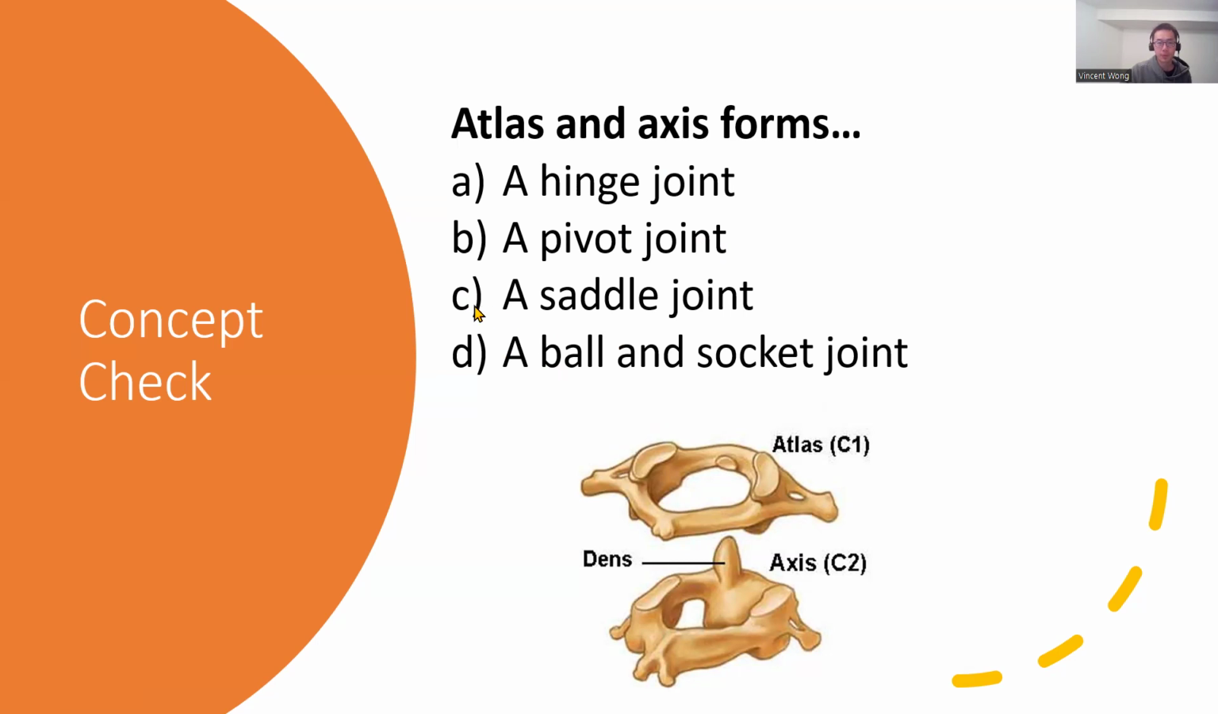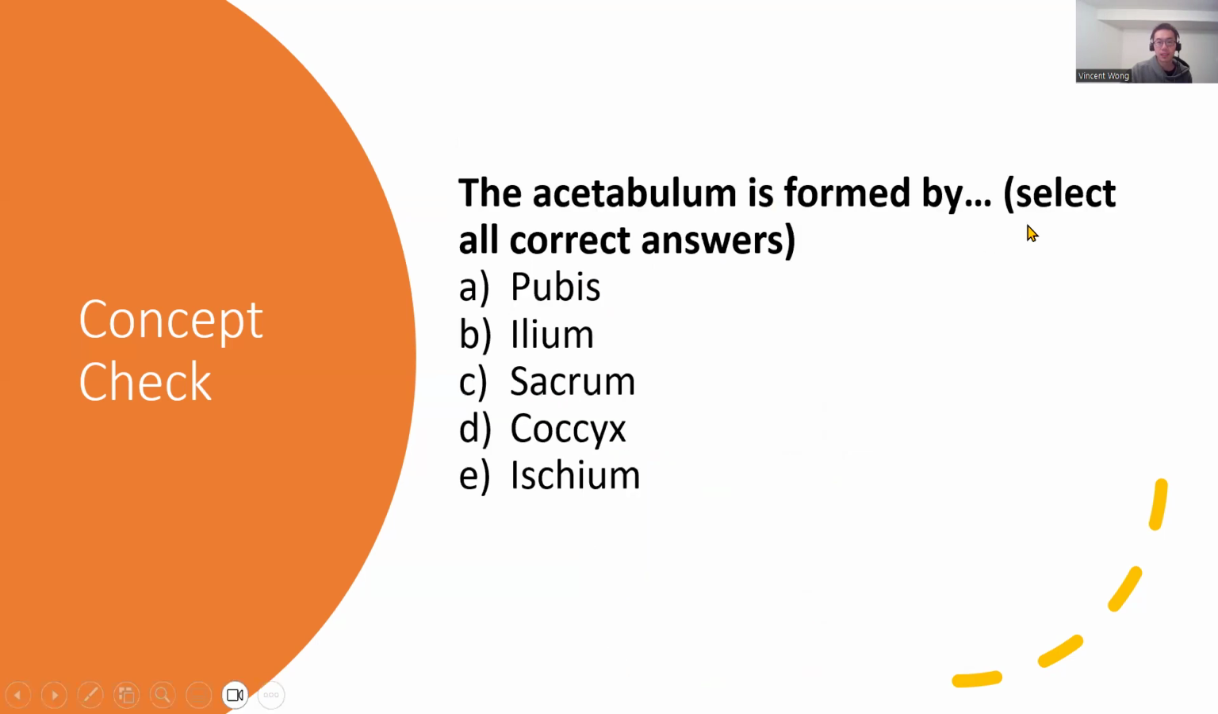All the people who participated got the right answer. This is a pivot joint. Pivot joint. Okay. Now this one is from last time.